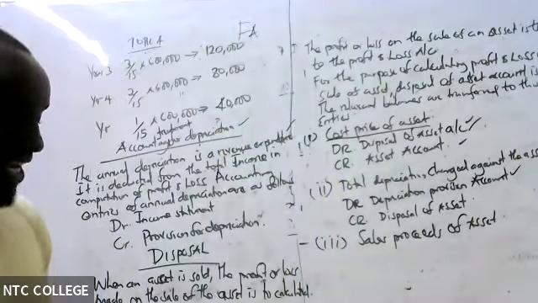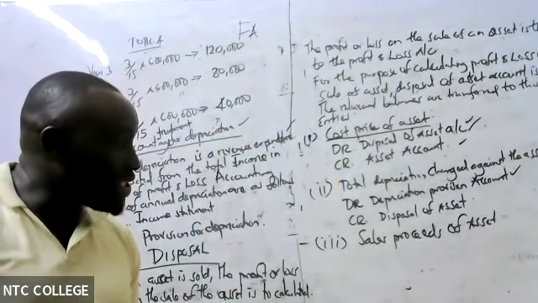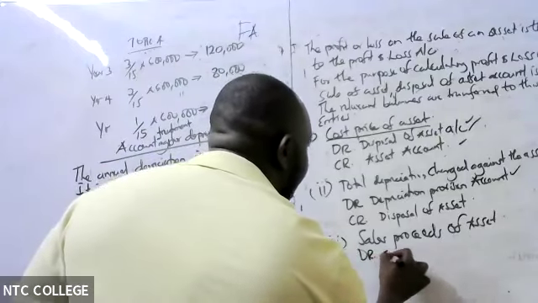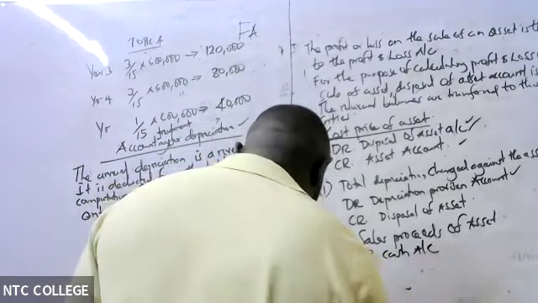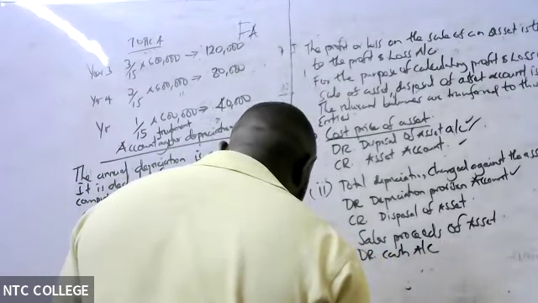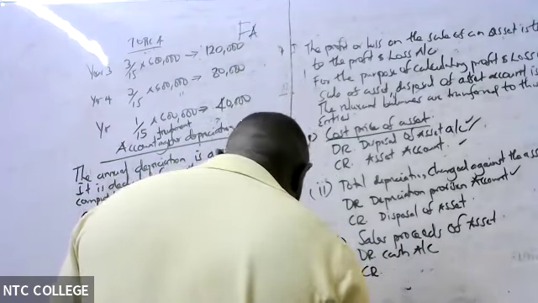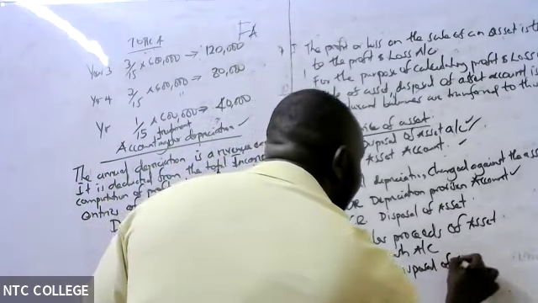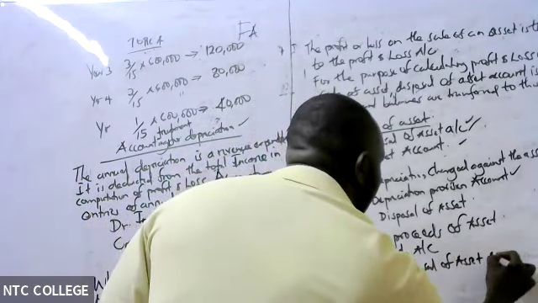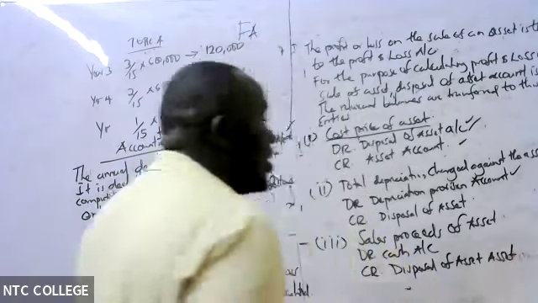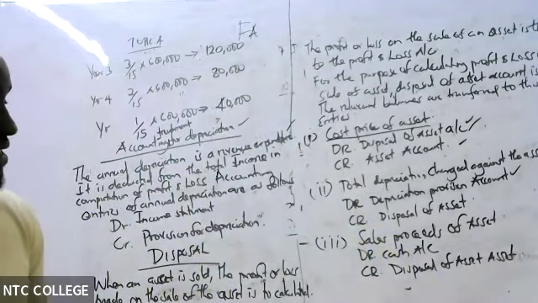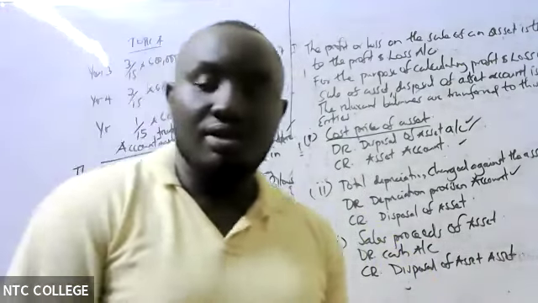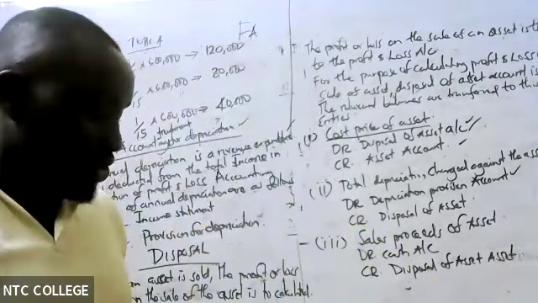Then we have sales proceeds. When we receive the sales proceeds, we know that cash is coming in, so we debit the cash account, and then we credit what's called the disposal of asset account. We credit the disposal of asset account.